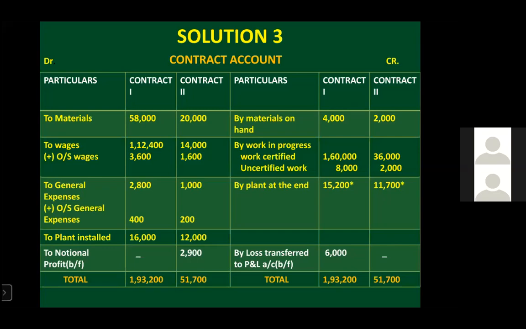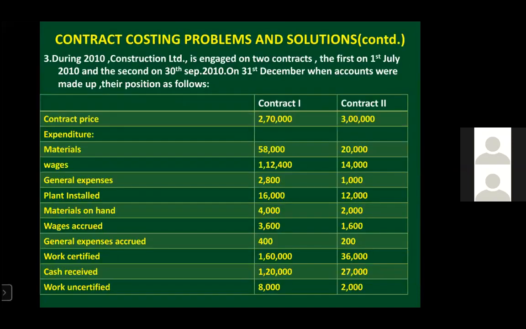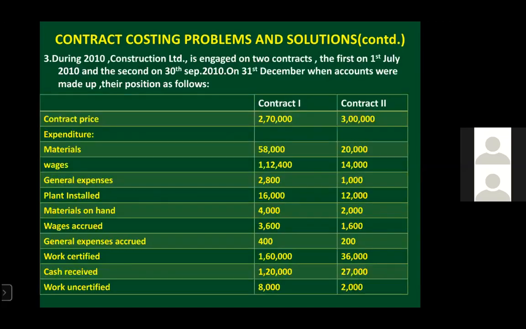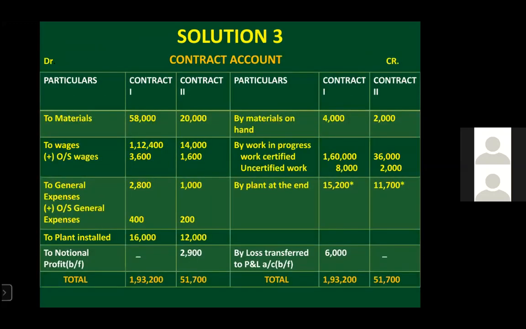For contract two, it is 12,000 minus 300. How did I get the 300? Because the plant installed value is 12,000 and the depreciation is 10 percent. But the second contract started only in October. So October, November, December: this plant for contract 2, whose initial value is 12,000, is used only for 3 months. So the depreciation is 12,000 into 10 percent into 3 by 12. I got the depreciation as 300. So 12,000 minus 300, I got the value of the plant at the end, 11,700.